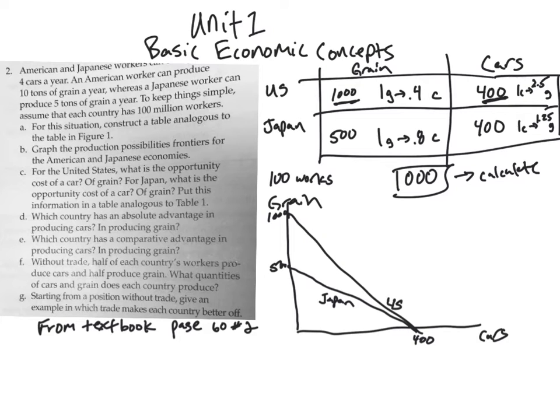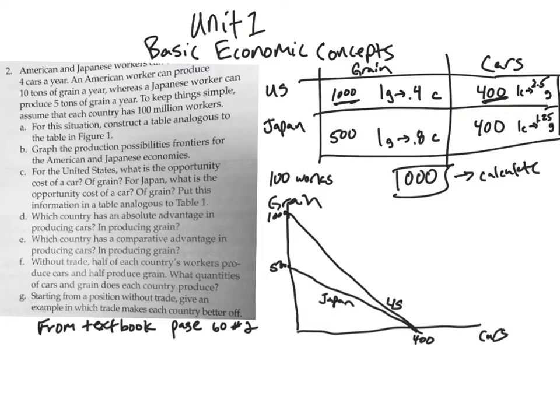All right, next one. Which country has an absolute advantage in producing cars and producing grain? Absolute advantage is just who can produce more. So we'll do absolute advantage in, I don't know, blue. So absolute advantage looks like this.